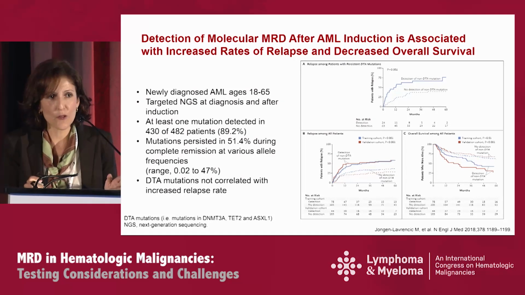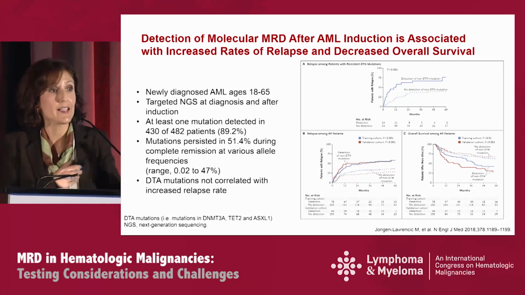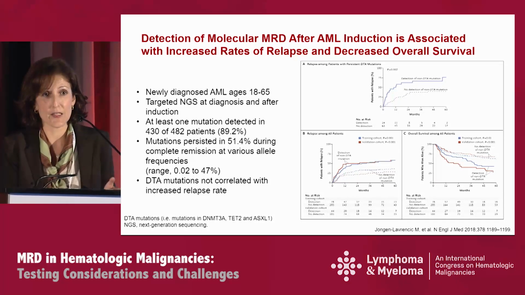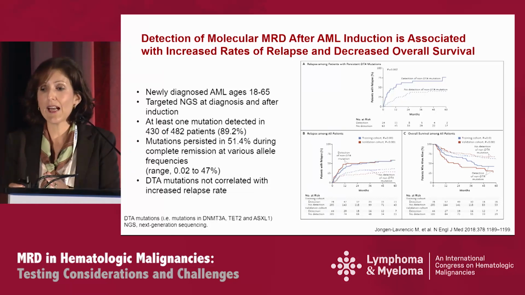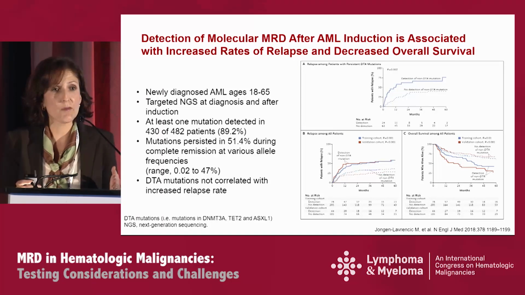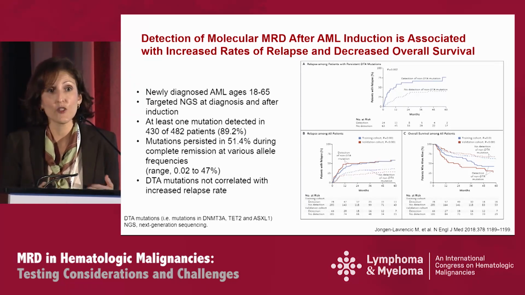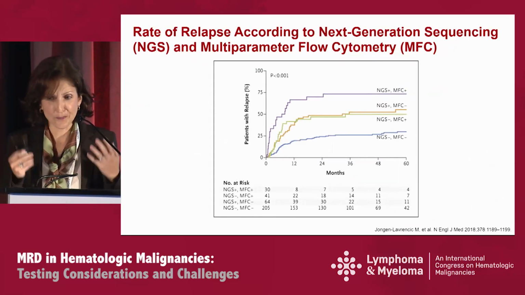So DNMT3A, TET2, and ASXL1 mutations are in a potentially different category. They're considered part of clonal hematopoiesis, and that gets a whole other hour of discussion at this meeting next year. But for right now, the bottom line is most patients have mutations. Most patients still have mutations at the end of induction. Well, now what am I going to do about that?